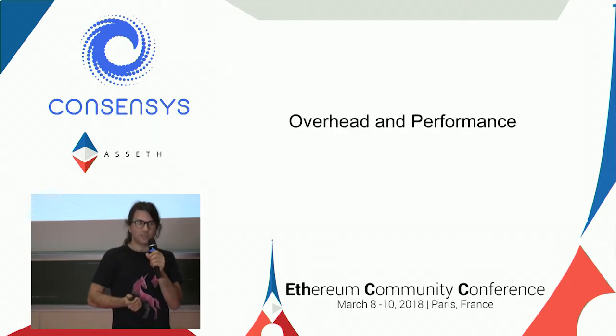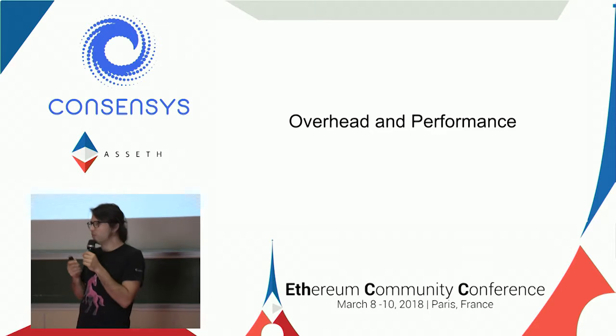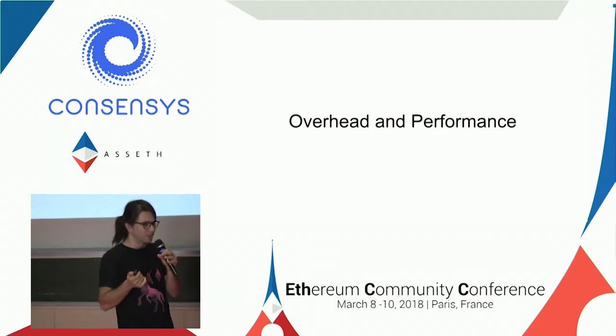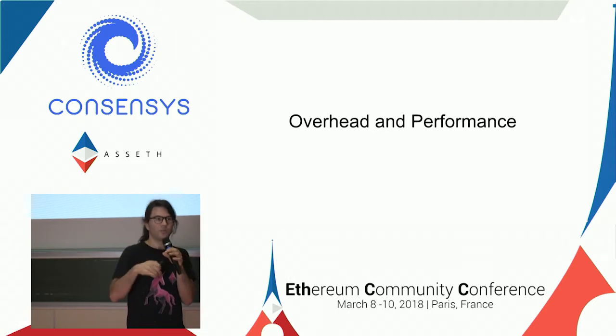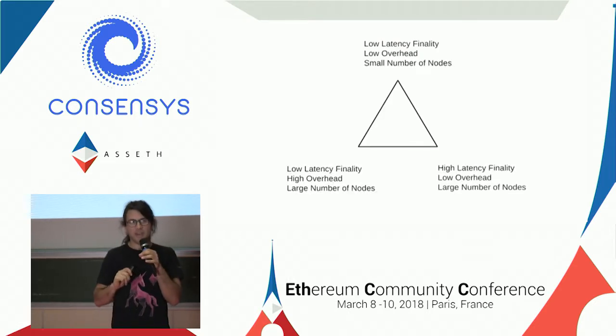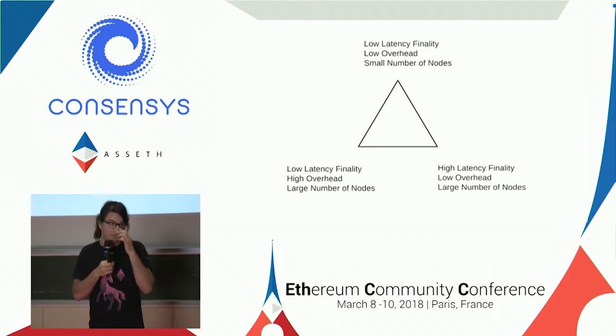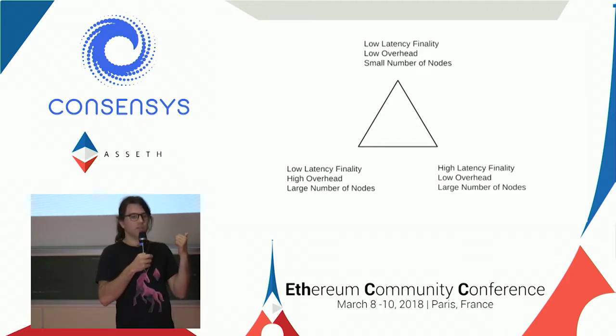So now let's talk about this whole overhead and performance thing. Even though I haven't said when nodes make messages, I can talk about the edge cases. And I can talk about this trade-off, which I think is a really fundamental trade-off in consensus protocols. It basically says you can only have 2 of 3 nice things: low latency finality, low overhead, and a large number of validators.